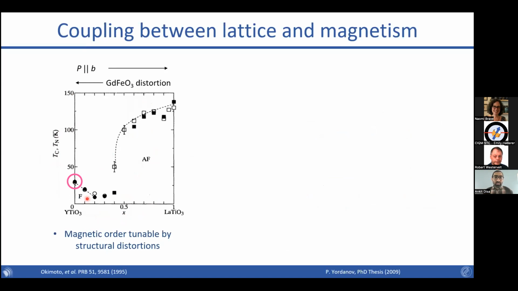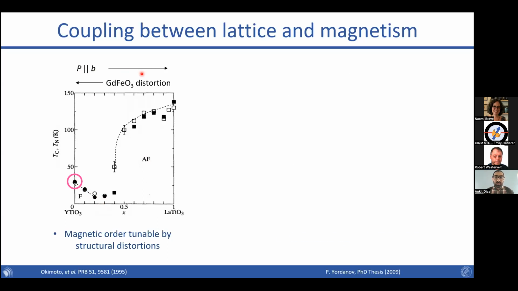And what you can see is that starting from yttrium titanate on the left side here, which is in the ferromagnetic state, as the lanthanum content is increased, which actually makes the system more cubic, less distorted, the ferromagnetic transition temperature goes down. And eventually the ground state of the system becomes antiferromagnetic. Okay. And you can also do something similar with uniaxial pressure.